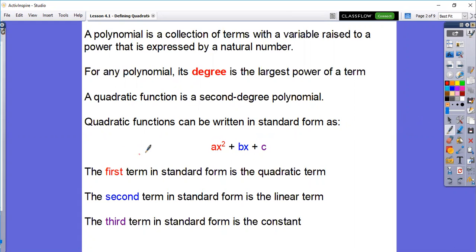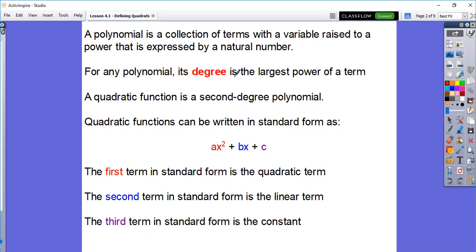And the way that I'm going to refer to these terms, this term ax squared, this is the quadratic term because that's the term that's raised to the second power. The second term, the bx, this is the linear term because it's just x to the first power. And then the third term is what's called the constant because it's just a constant. There is no variable attached to it.